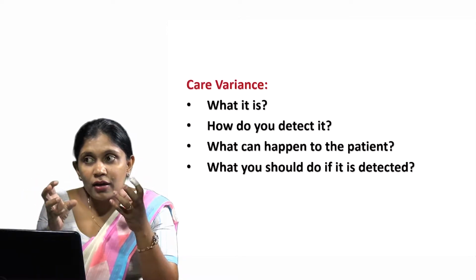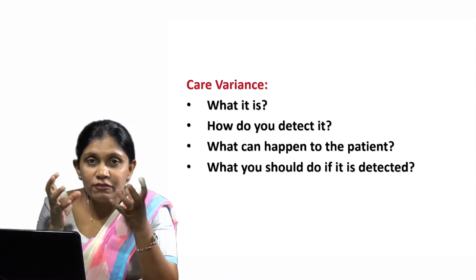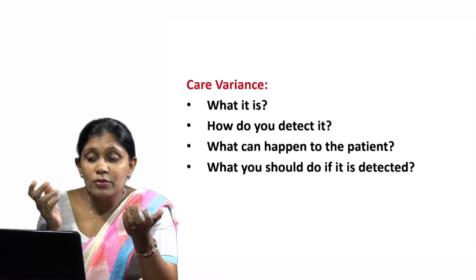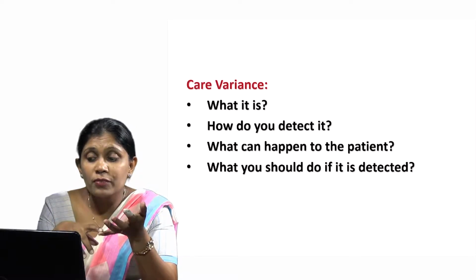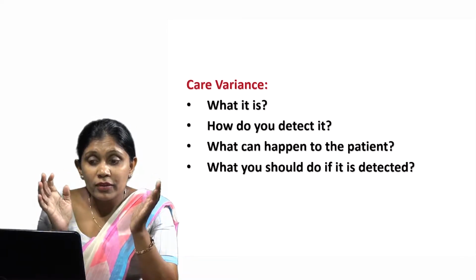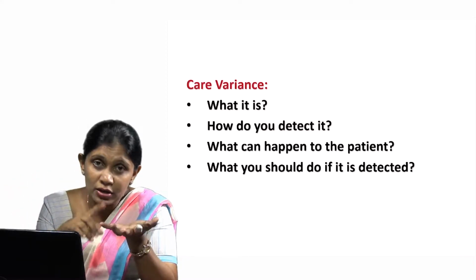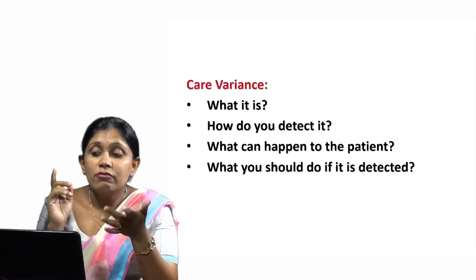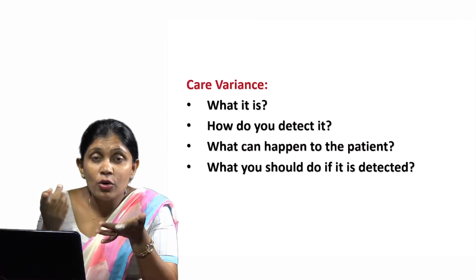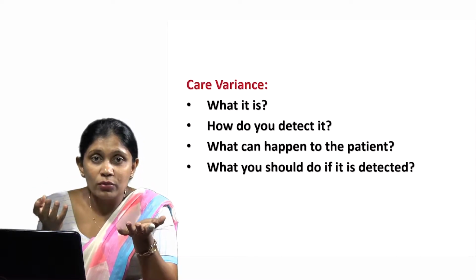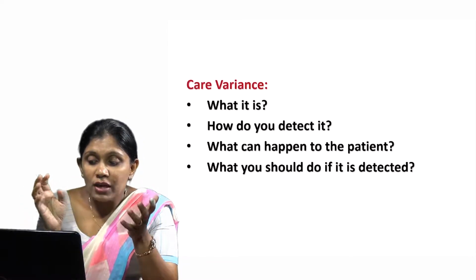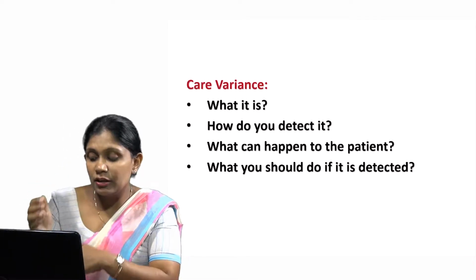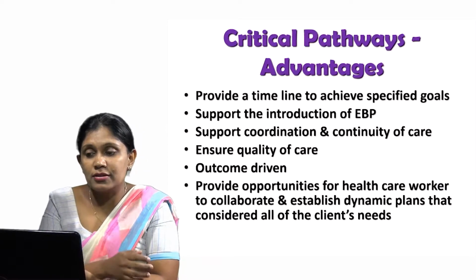We also have to consider what can happen to the patient if any deviation or variance happens. What are the effects on the patient due to these variances, and what should we do if it is detected? So, there can be variances. We have to identify what it is, see how we detect it, and what bad outcome it can cause to the patient, and we have to see what we can do for the patient if we have detected any variances.